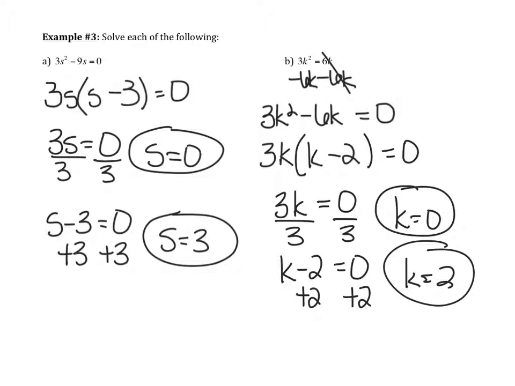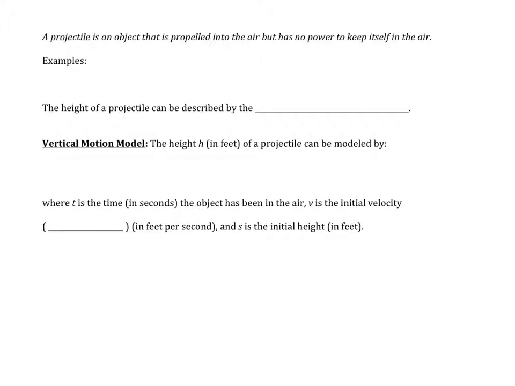If I quickly plug those back in, I would always get 0 times something equals 0, or something times 0 gives me 0. So again, I have 2 answers because my highest power was 2, just like I knew I should have. And as if this section couldn't get any harder, let's throw some story problems on top of it.